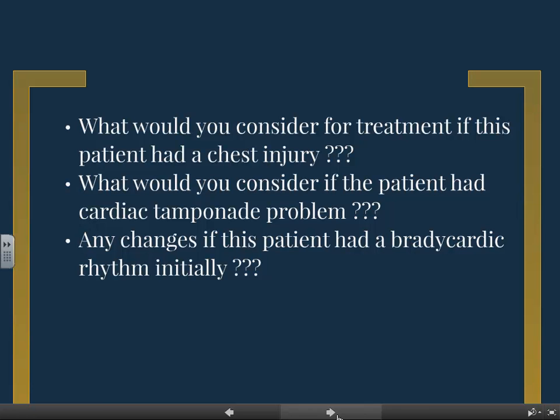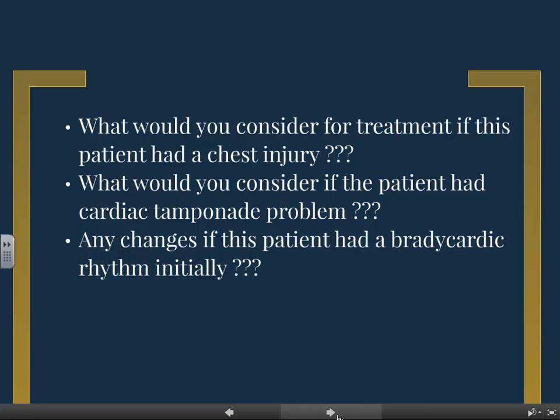What would you consider for treatment if this patient had a chest injury? We're talking like a penetrating one. What kind of check? Or cardiac tamponade? Let's just move to that third question.